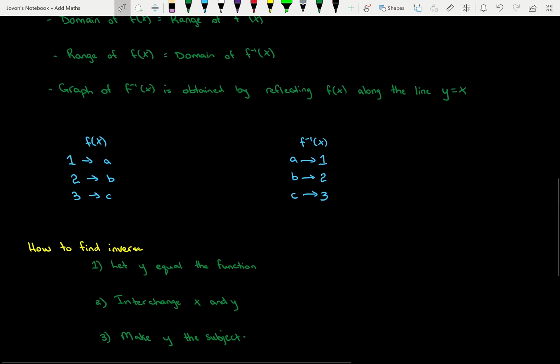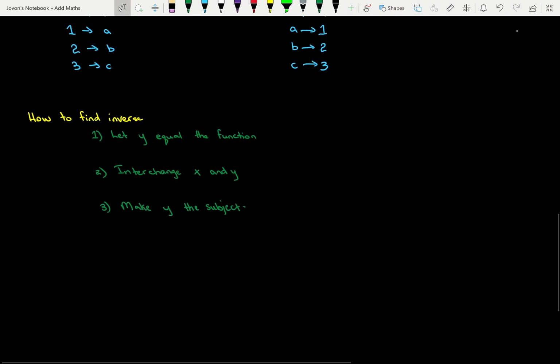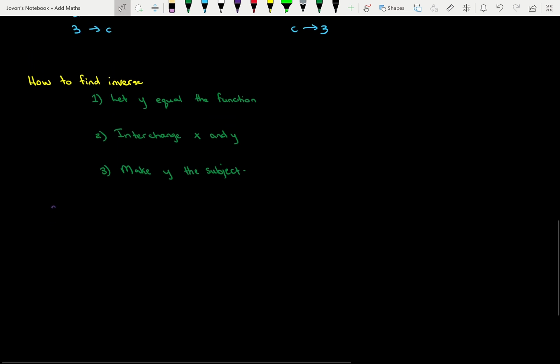Again, if we have 1 mapping onto A, 2 gives you the letter B, and 3 gives you the letter C. Now we're starting off with A and we want to get back 1. We're starting off with B, we want to get back 2, and we're starting off with C and we want to get back 3. So basically, this is the main thing you need to know about inverse functions, which is how to find the inverse of a function. So let's say I give you f of x is equal to x plus 4.